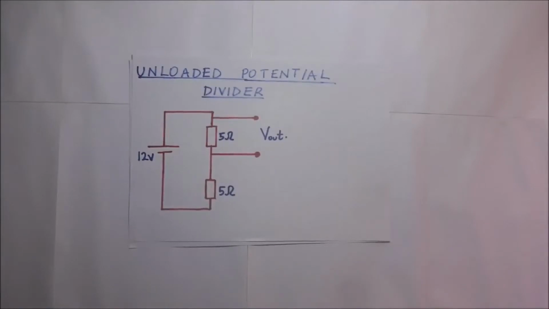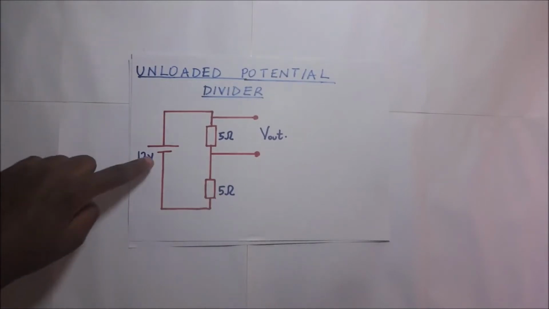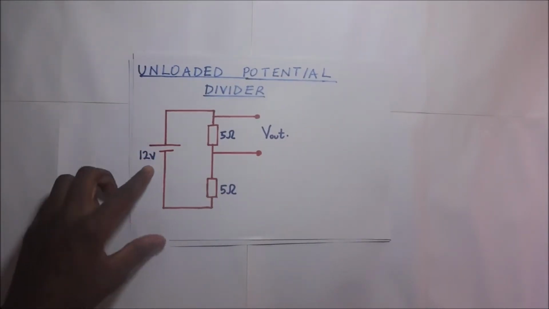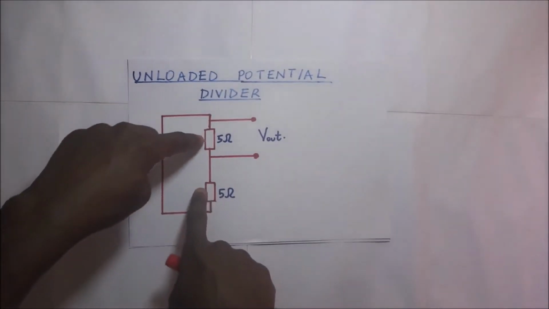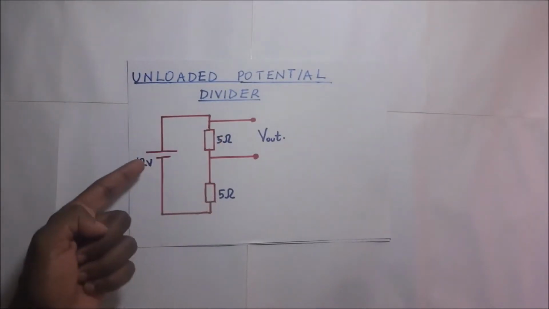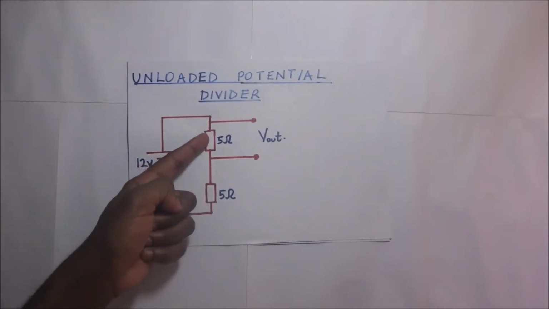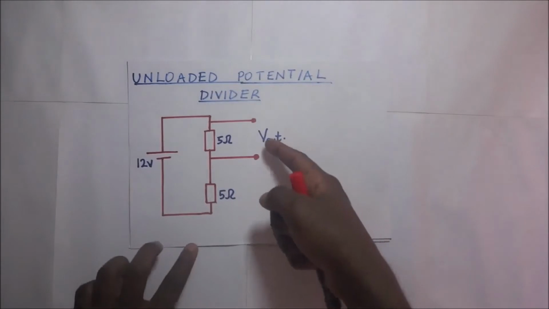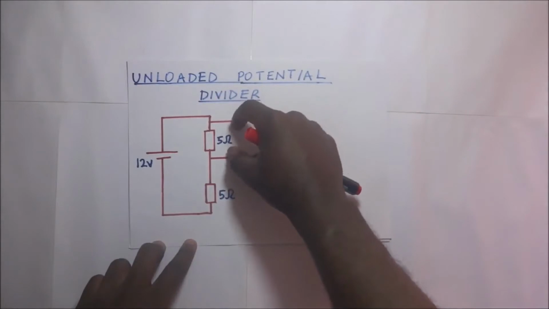In our previous videos, we've been looking at the unloaded potential divider. And when we're looking at the unloaded potential divider, this is exactly how it looks. We have a source of EMF, a cell of 12 volts, and this 12 volts is being distributed amidst these two resistors. Since these ones are identical, these 12 volts with a negligible internal resistance means that it's having 6 volts here and 6 volts there. And the output voltage, the one that is required, does not have any load on it.